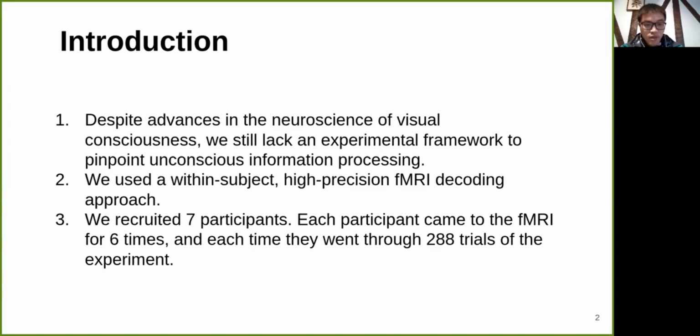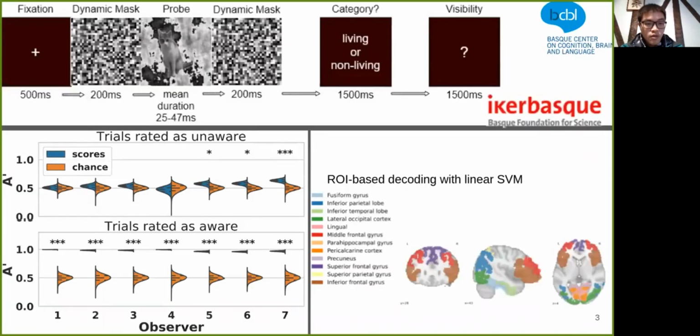We recruited 7 participants. Each participant came to the fMRI 6 times, and each time they went through 288 trials of the experiment. This allowed us to perform within-subject analysis of both fMRI and behavioral data. We use a behavioral paradigm that masks rapidly presented images embedded in noisy backgrounds.